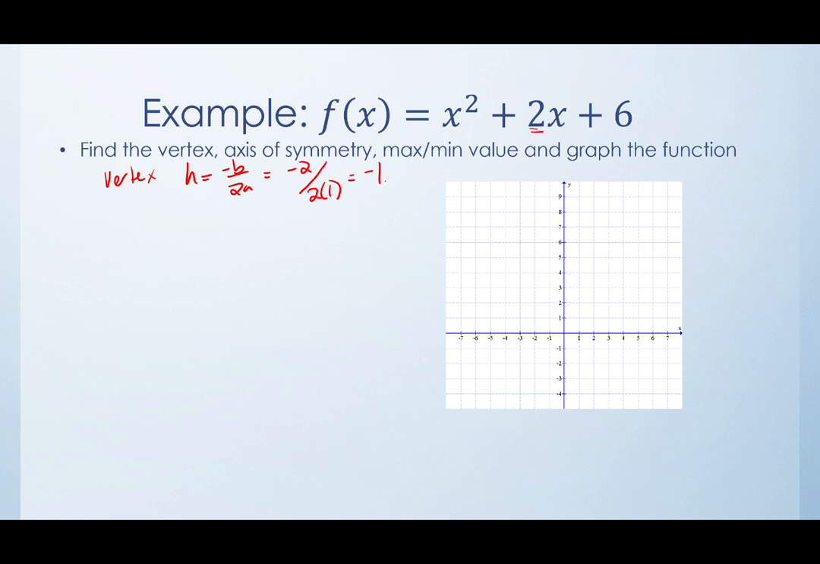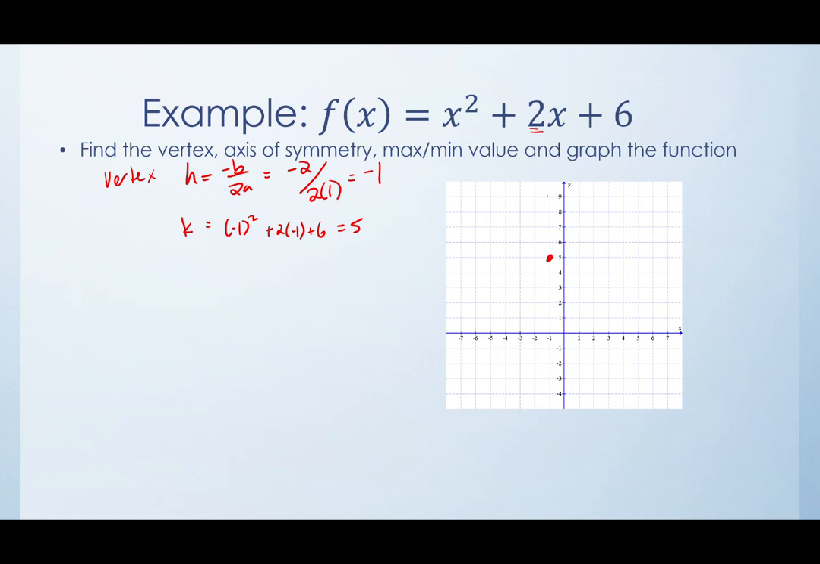So negative 1. What's my k going to be? I'm going to plug in negative 1. Negative 1 squared plus 2 times negative 1 plus 6. So that's 1 minus 2, so it's negative 1 plus 6 equals 5. All right, so there's my vertex.